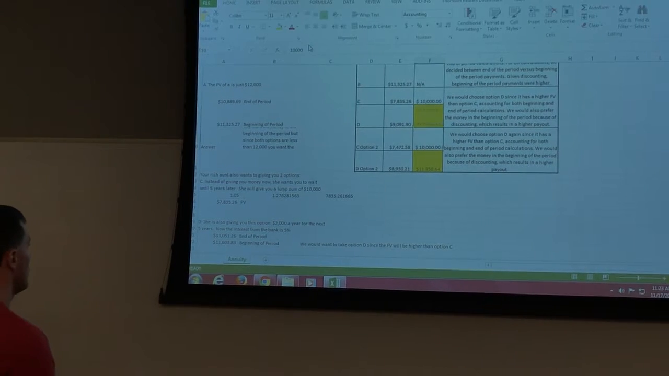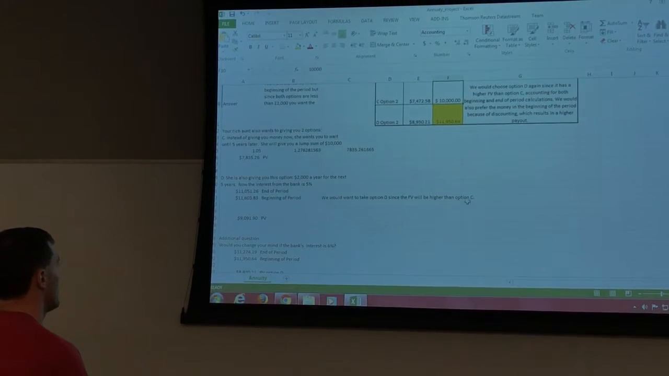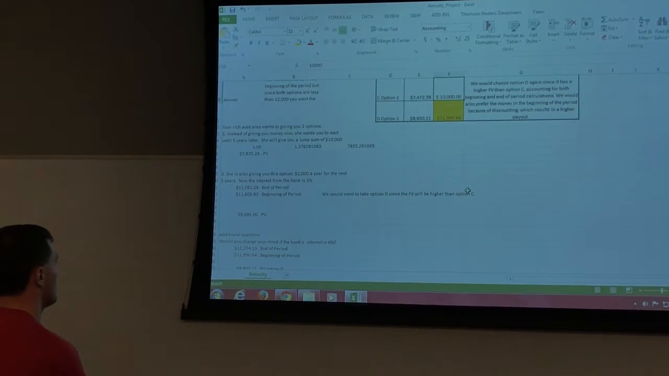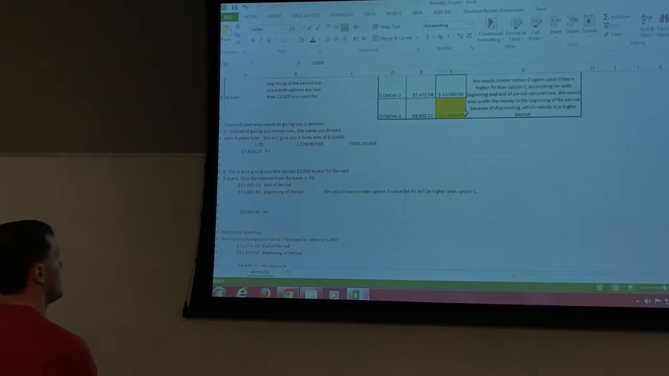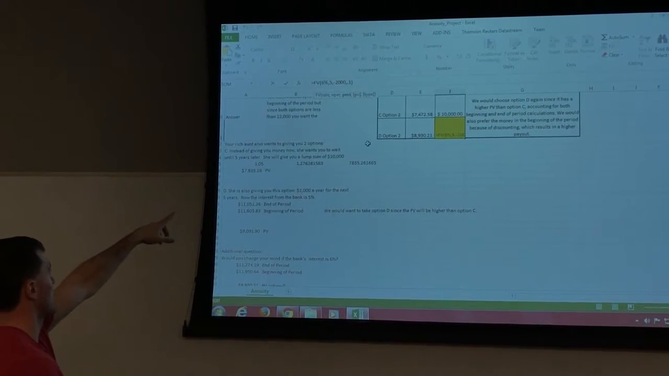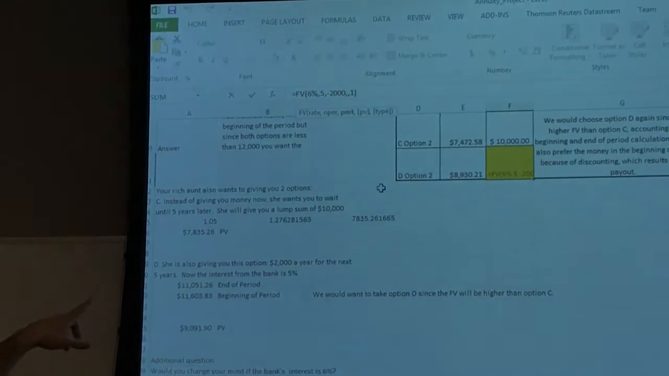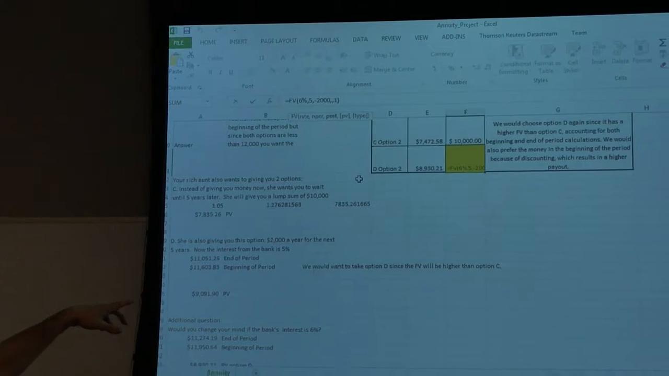So for Part E, it's almost the same thing as Part D. You're getting $2,000 a year for the next 5 years, but now the interest rate is 6%. So the formula for this would be future value is 6% interest rate, 5 years. Payment is -2,000 because you're giving the bank the money.